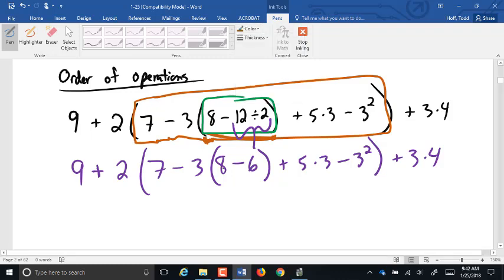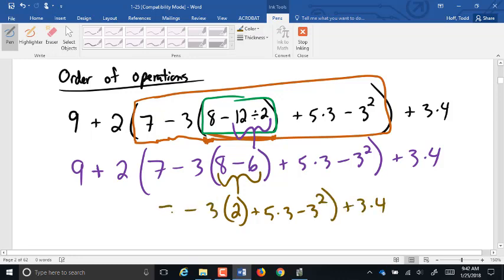Now we're still working inside that parentheses. All that's left is 8 minus 6, which is 2. So replace 8 minus 6 with 2. Everything else stays exactly the same.